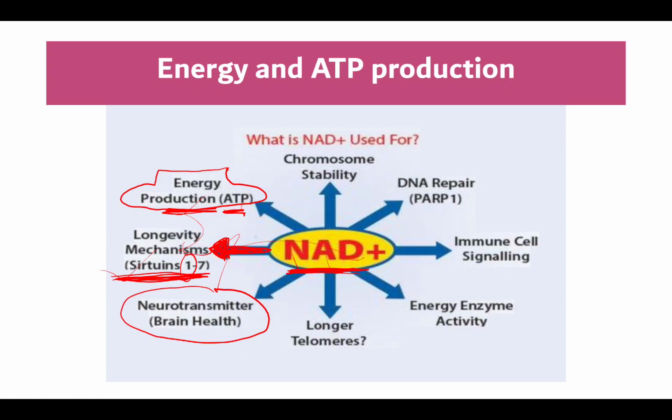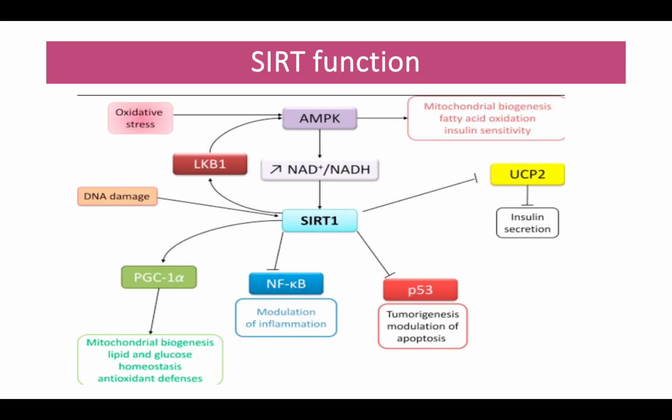It also helps to repair the DNA by activation of the PARP gene. This PARP gene is also like sirtuin, however the sirtuin is much more powerful. It aids in chromosomal stability, and it is involved in immune system signaling. So this NAD is very vital for the body for these two reasons: production of ATP and longevity.